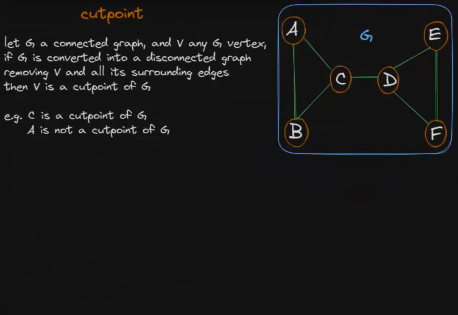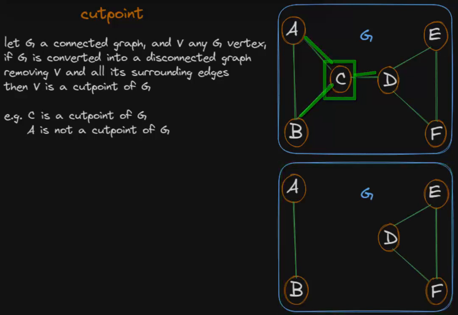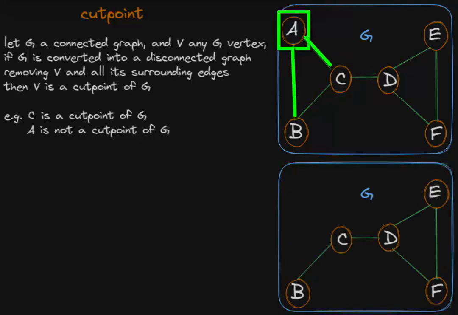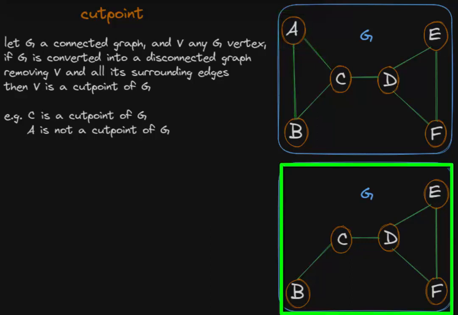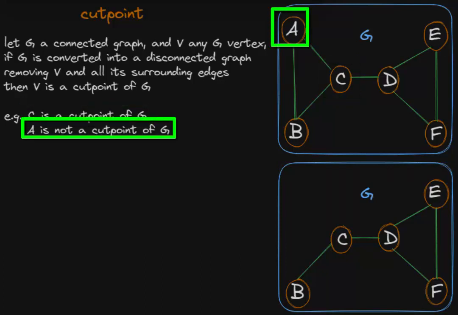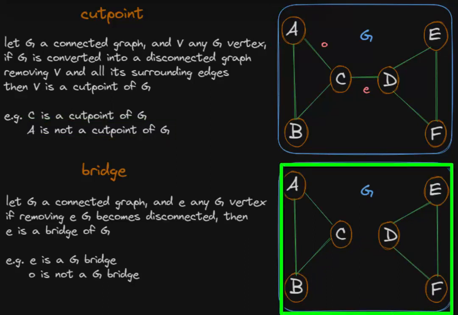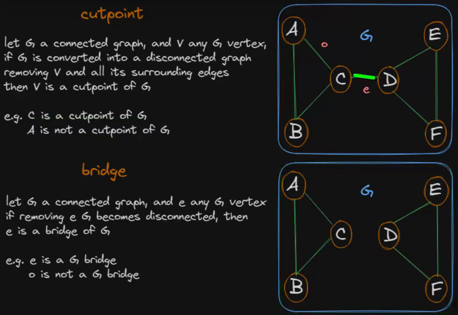If a connected graph becomes disconnected by removing a single vertex along with its edges, it is a cutpoint. For example, we remove C and get two networks. On the other hand, removing A and its edges, this graph is still a connected network. So C is a cutpoint of G and A isn't. In the same way, if removing a single edge the graph becomes disconnected, then that edge is a bridge of G, otherwise it isn't.